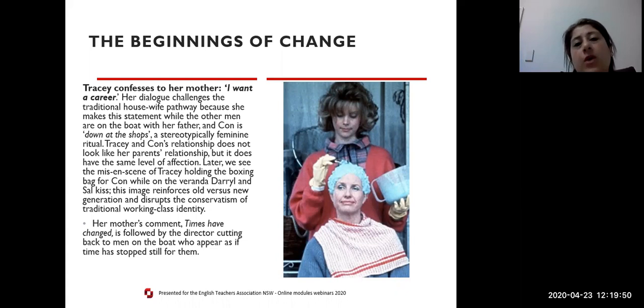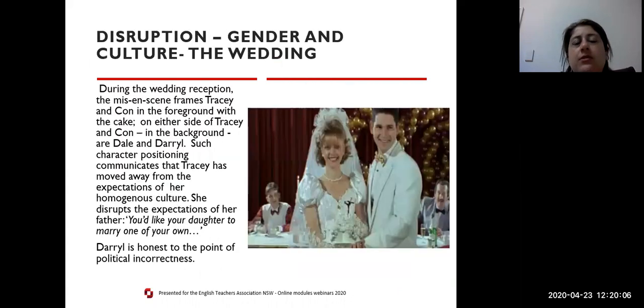And we really know that there has been a disruption to identity just in the mother's comment, the mother's dialogue. All times have changed, at least for Tracy, but then the director cuts straight back to the boat, showing not for the men here. There's another disruption that we see, and that is in the wedding scene.